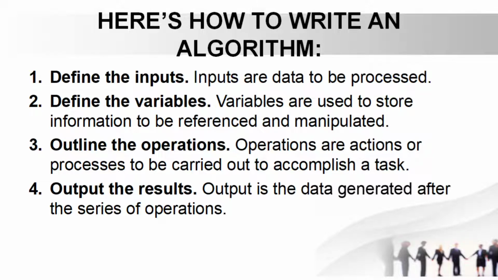Number 1, define the inputs. Inputs are data to be processed. Number 2, define the variables. Variables are used to store information to be referenced and manipulated. Number 3, outline the operations. Operations are actions or processes to be carried out to accomplish a task. Number 4, output the results. Output is the data generated after the series of operations.